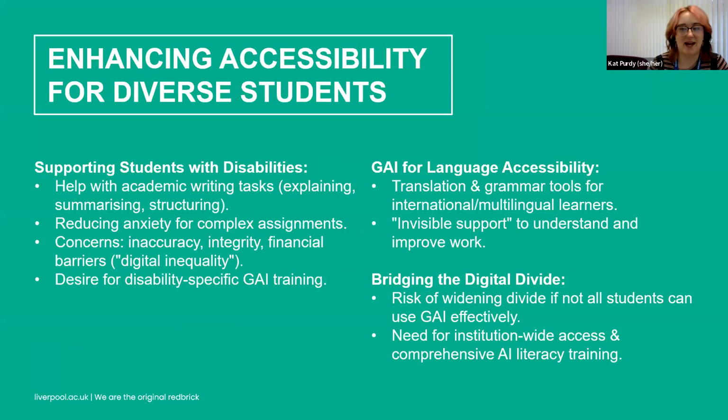So how does generative AI empower students directly? For students with disabilities, Gen AI can be a powerful support. It can help with complex academic tasks like explaining difficult concepts, summarizing long texts and structuring essays, which can significantly reduce anxiety associated with these challenges. However, we must also address the potential concerns. These include the risk of inaccuracy, as there always is with Gen AI, issues of academic integrity and financial barriers that can create digital inequality. This highlights the need for dedicated Gen AI training and policy development that includes the voices of disabled students and staff members as well.